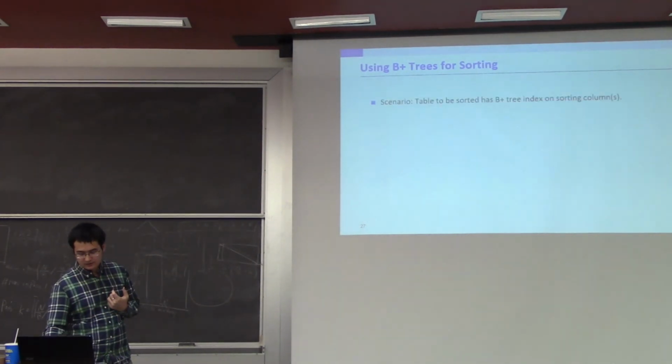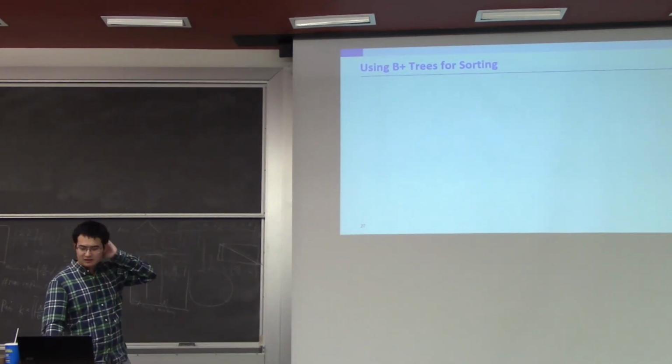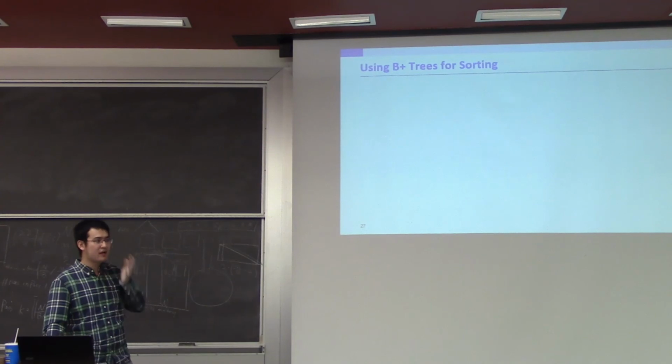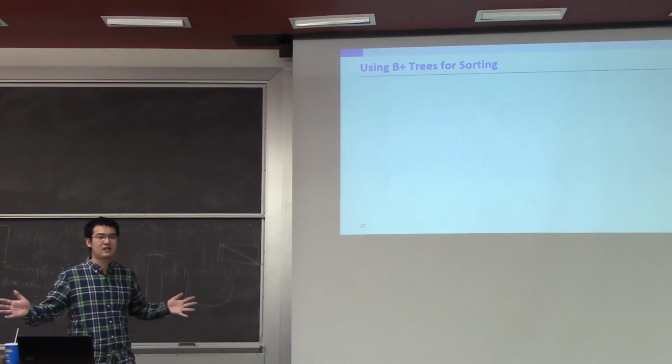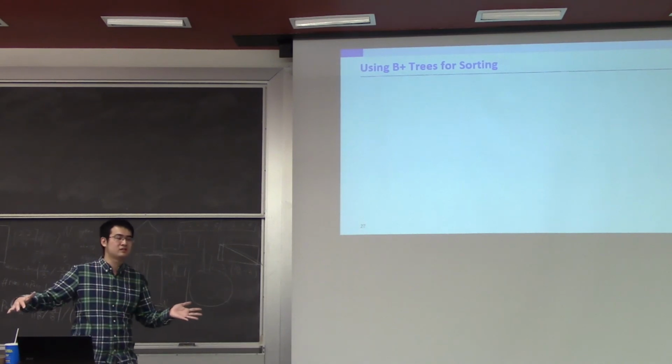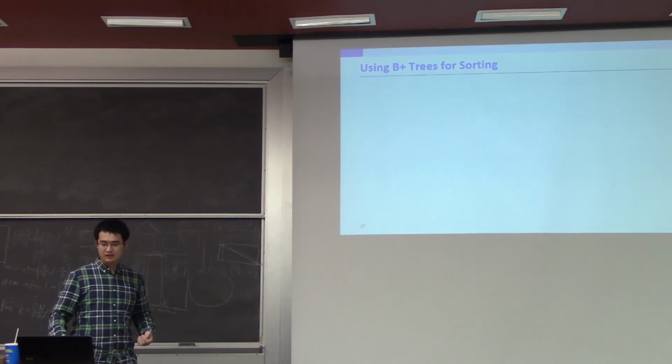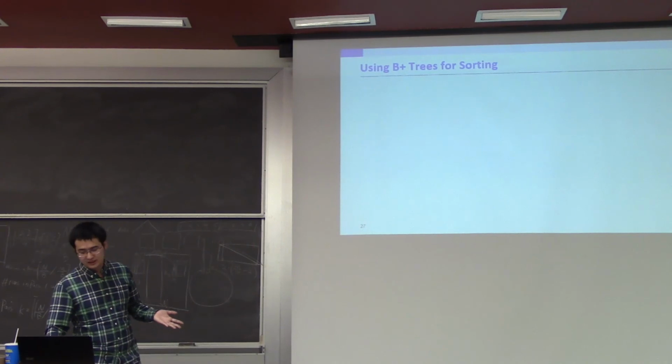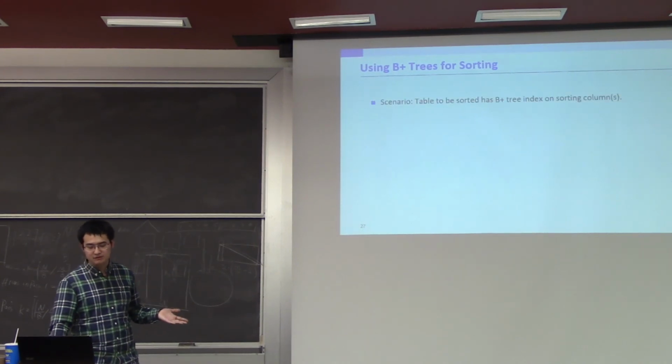And the final part of this is that, remember we have B-tree indexes, and B-tree indexes are essentially a sorted file, right? Because in the leaf level, everything is sorted according to some key. So we can also use a B-tree for sorting, but it doesn't make sense for all scenarios.